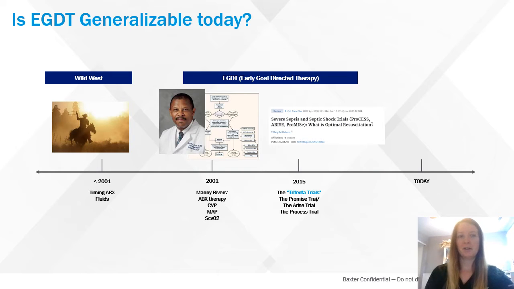So the next big question is, is early goal-directed therapy generalizable today? So in 2015, the trifecta trials occurred. And this was the PROMISE trial, the ARISE trial, and the PROCESS trial. So unfortunately, the trifecta trials did not show any changes in outcomes nor mortality based on the EGDT approach versus usual care. But we have to remember that this was based off of CVP, MAP, and SCVO2. And in my opinion, the usual care has changed a lot since then.